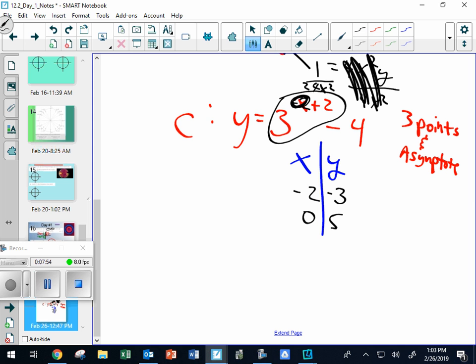Okay. And then who put in -1? That's probably a good call. All right, I like it. If I put in a -1 here, -1 plus 2 makes 1. 3 to the 1 is 3. 3 minus 4 makes -1. And there's my 3 points.